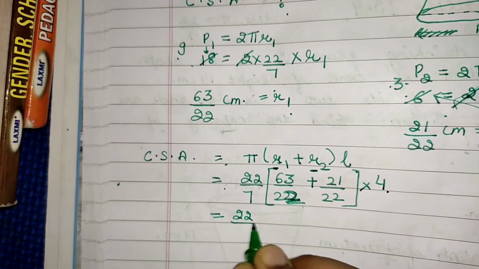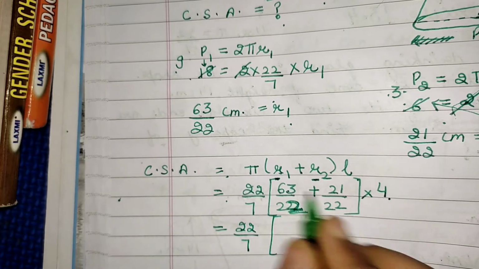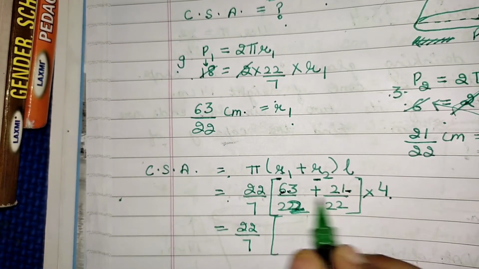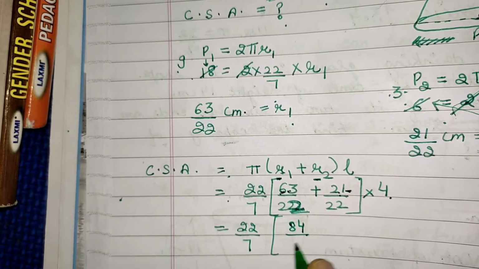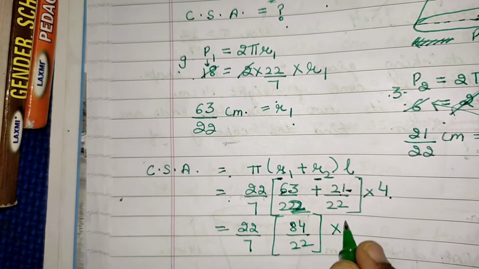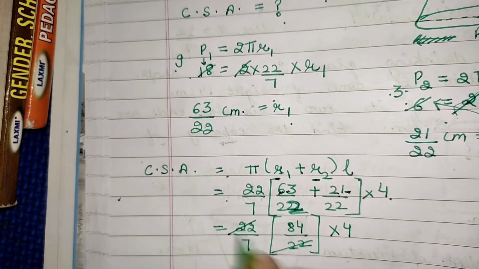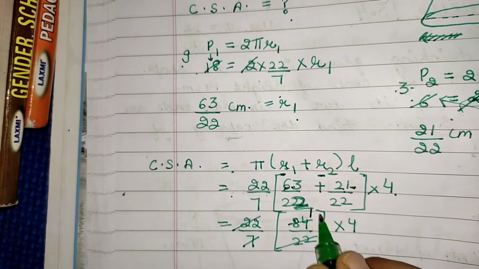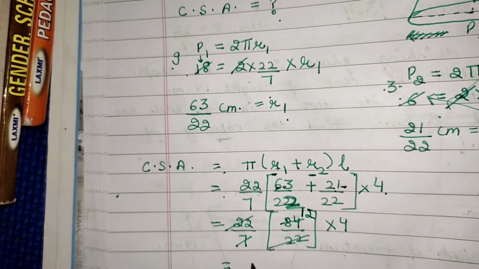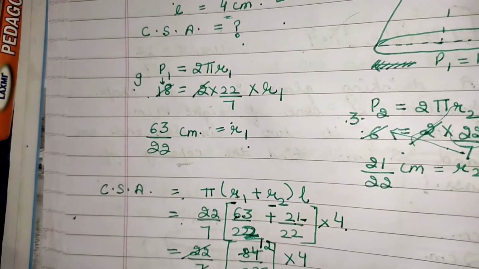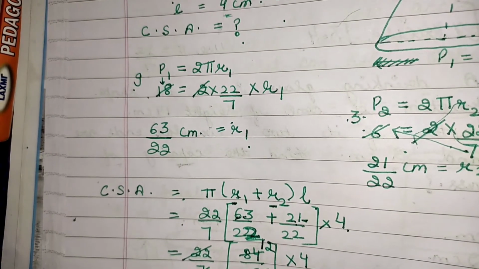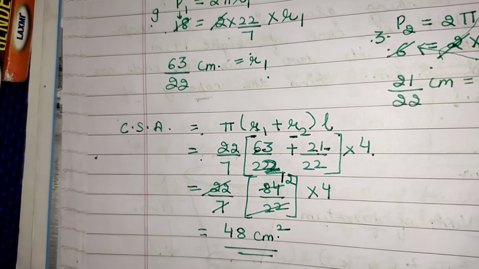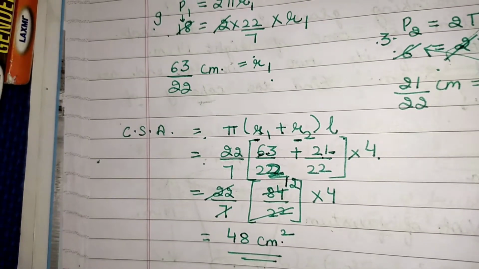Then we can add both of these values. After doing addition, what will I get? I will get 84 by 22 into 4. So 22 and 22 will get cancelled out. From here also, 7 ones are 7 and 7 twos are 14. So 12 into 4 will become equal to 48 centimeter square. So 48 centimeter square will be my curved surface area.